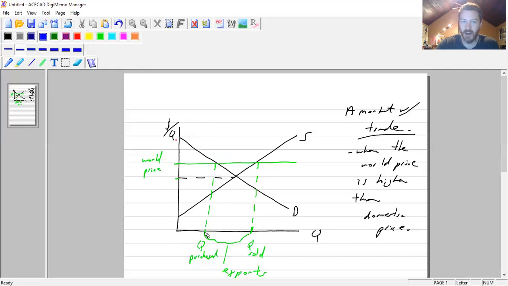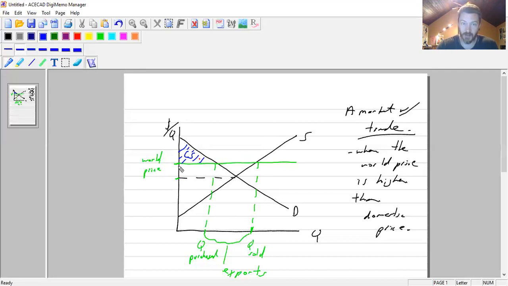And what they give up is this rectangle, that's what they give up in price, just the world price times the number of units that they buy. The difference is up here. That's consumer surplus. The blue area is consumer surplus.